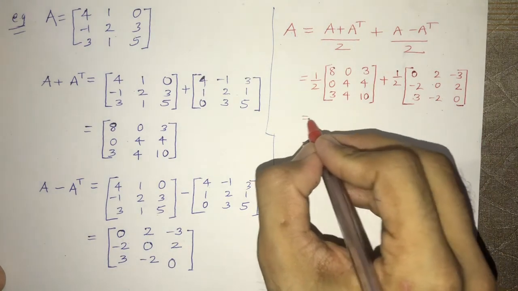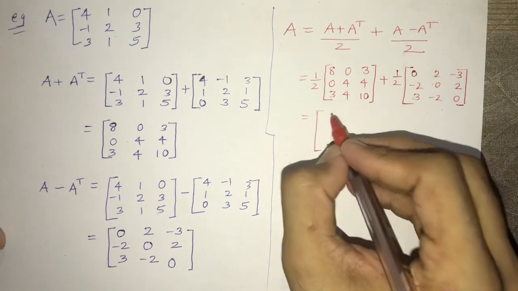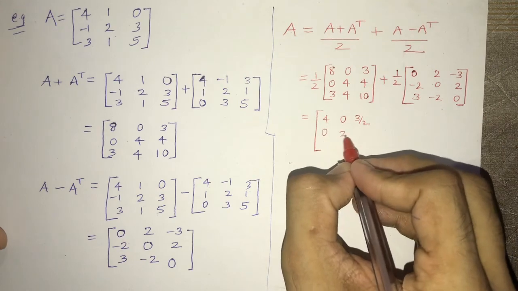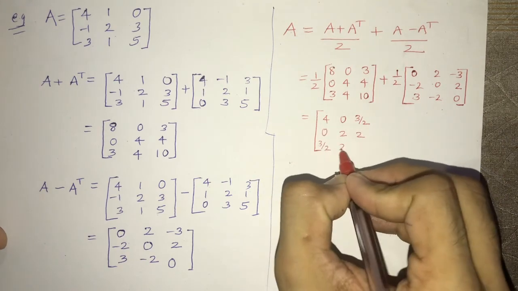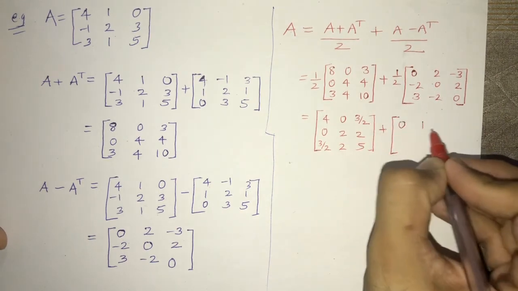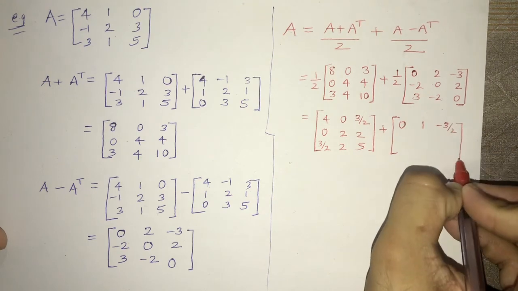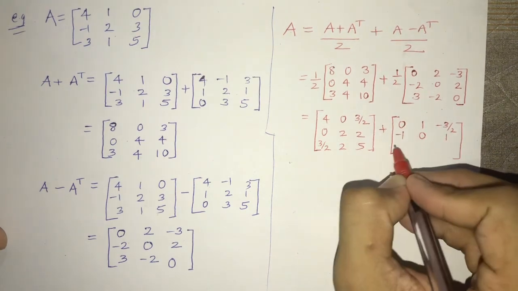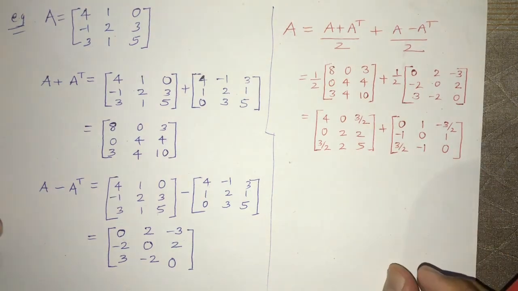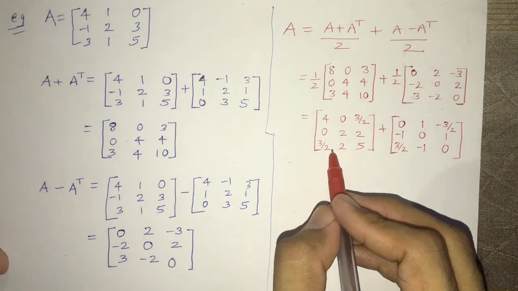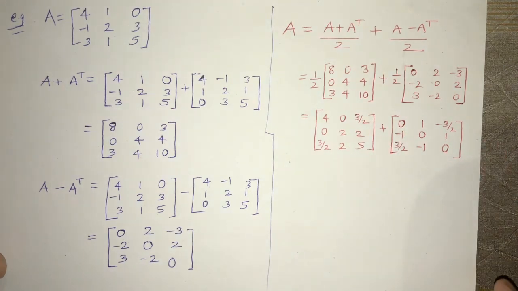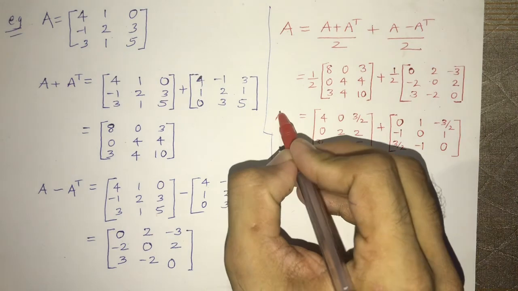Okay, and we can push that half inside. Every element can be divided by 2. 4 0 3/2, 0 2 2, 3/2 2 5, plus we have 0 1 -3/2, -1 0 1, 3/2 -1 0. And both of these are matrices: this one has become symmetric, you can see that 0 0, 3/2 3/2, and this one has become skew symmetric. These are two matrices which, if you add them, you will get A.